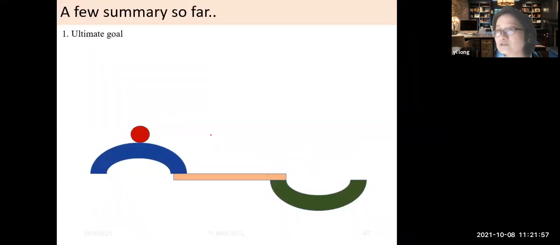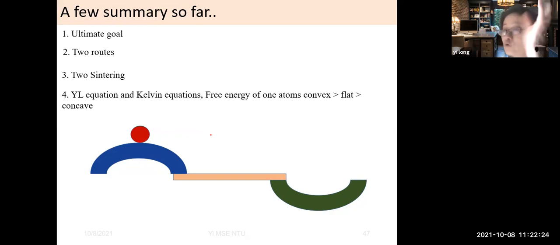So summary, ultimate goal. Only 1 more minute. What is the ultimate goal? The ultimate goal is to lower temperature and have higher density. There are 2 routes. Route 1 is densification followed by the green rows. Route 2 is coarsening, become bigger and bigger. Also there are 2 sintering types: solid sintering and liquid sintering. And the Young-Laplace equation, Kelvin equation, all these equations tell you the same thing, which is free energy is highest at convex, followed by flat, followed by concave.